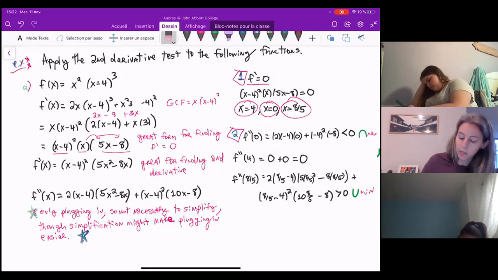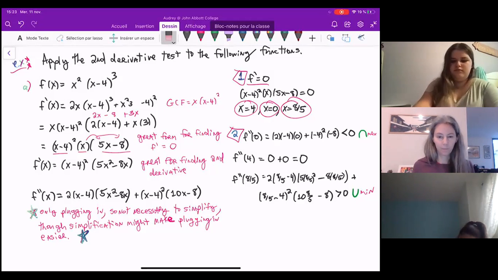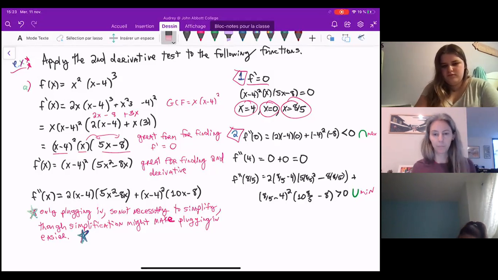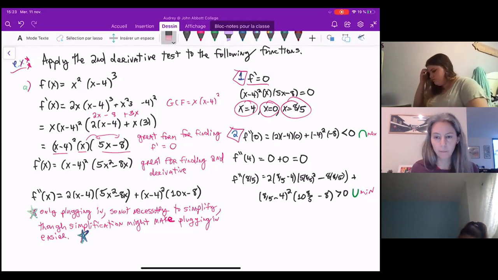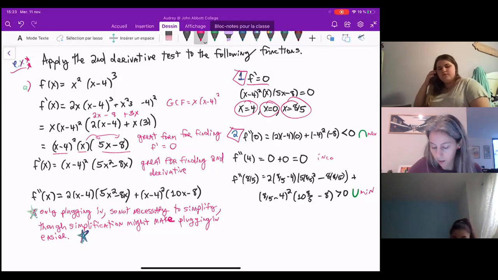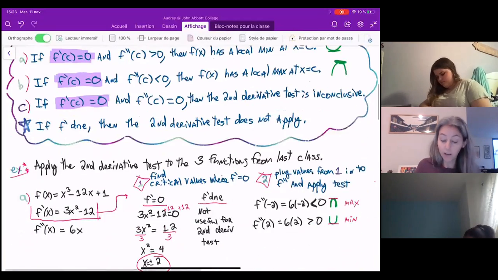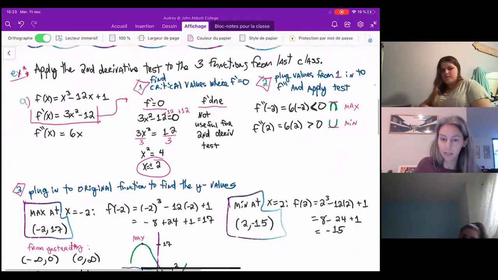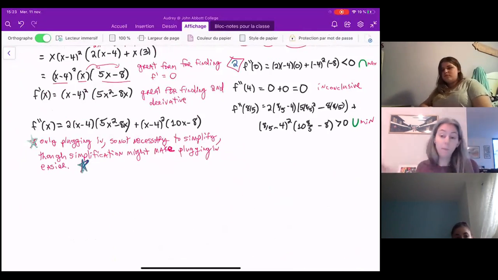Now, who remembers what the test said about when the second derivative resulted in 0? Do we need to go back up and look at it? You got it. It says inconclusive. So here, this is inconclusive. So if we go back and look at the test, C was f double prime equals 0 as well, then the second derivative test is inconclusive. So here, we didn't get anything for 4. Maybe it's a max, maybe it's a min, maybe it's neither.